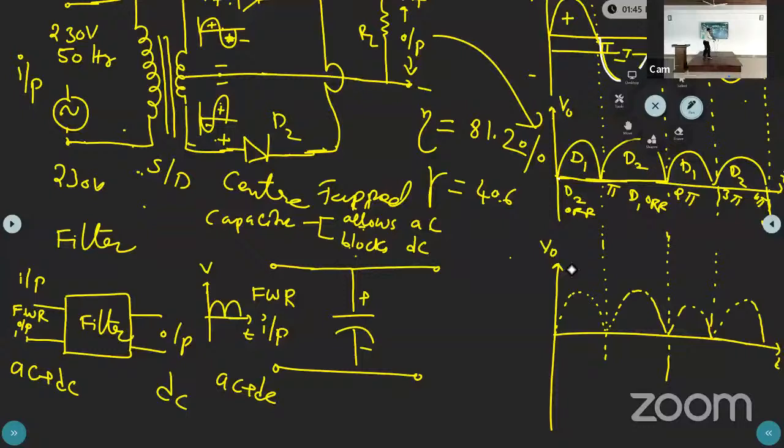Okay. Now you can see here we are applying the full wave rectifier output as an input to the filter. This dotted waveform shows the full wave rectifier output, that is the bridge rectifier output.